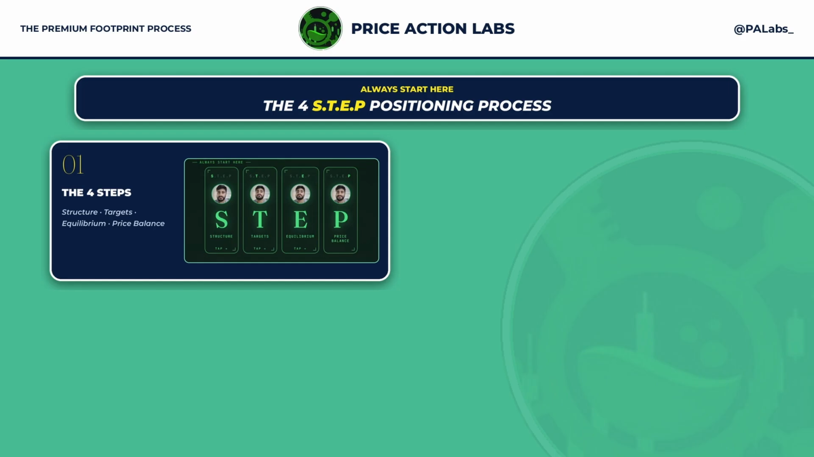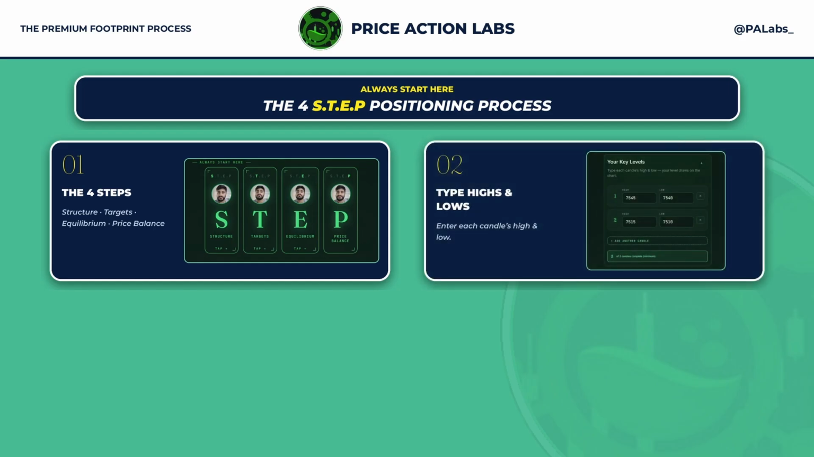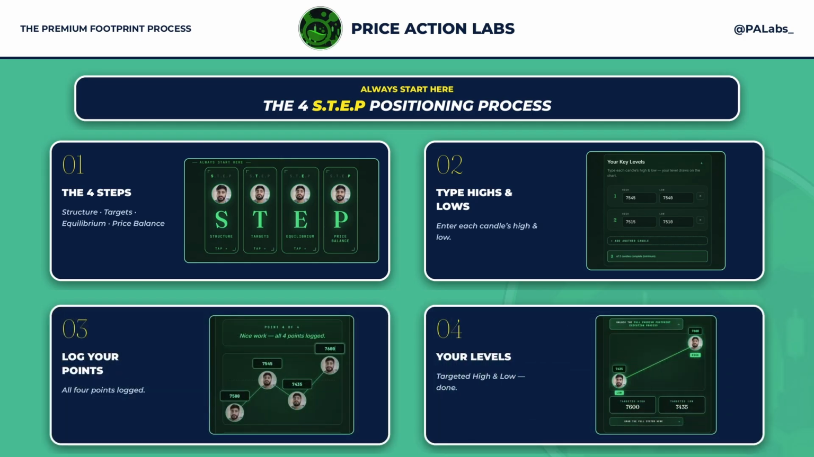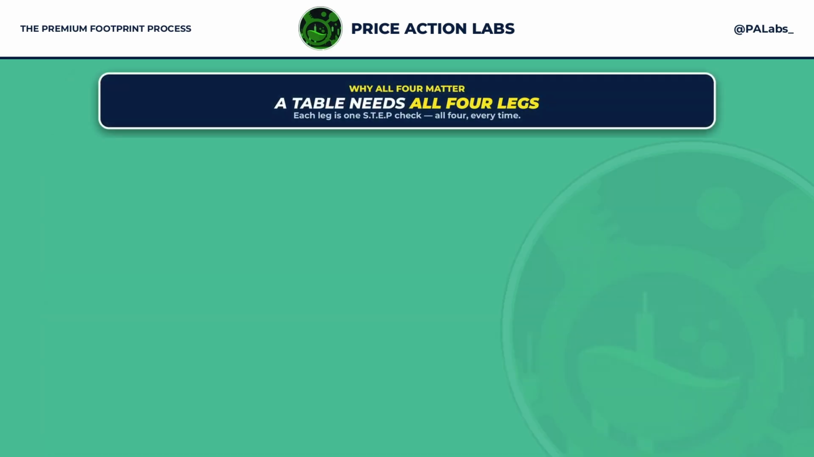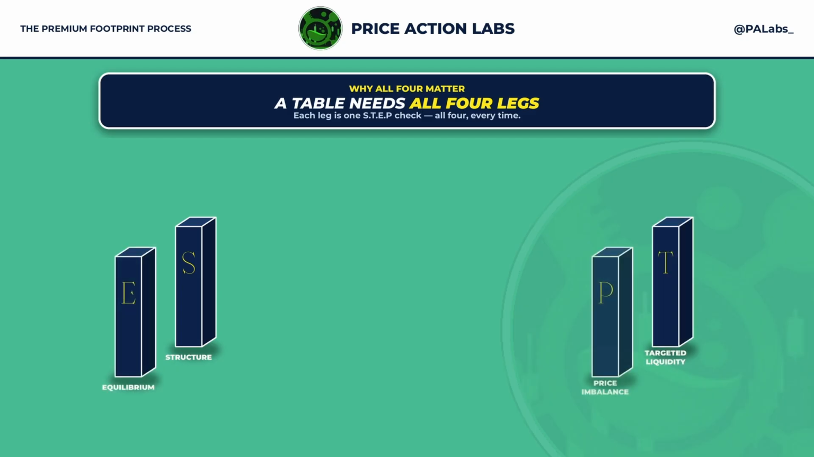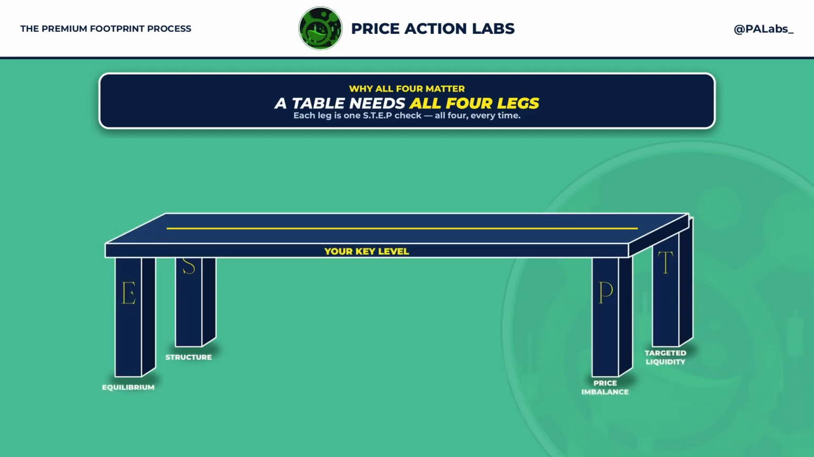The FlowState OS app is going to force you to type in all of your structural points, all of your highs and lows. It's going to calculate your premium or discount, your equilibrium. It will calculate everything you need so you can execute at the right level. Okay? And so what I'm going to leave you on is how systems work, right? We went through the 4-step positioning process in detail. You've got to have good structure, good targeted liquidity, good equilibrium, good price and balance.